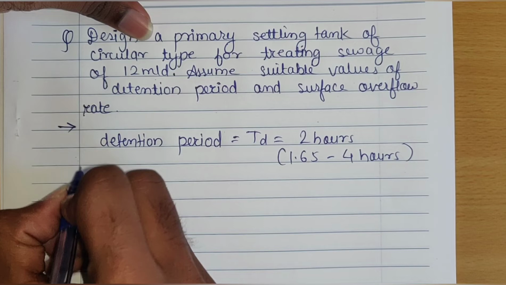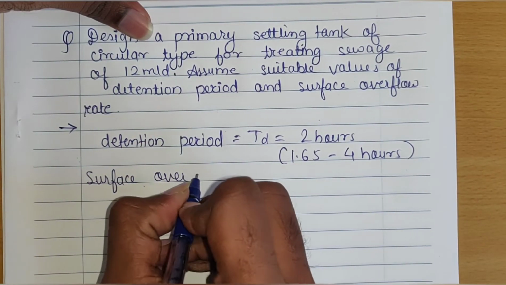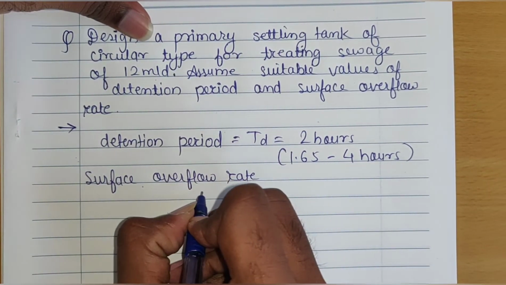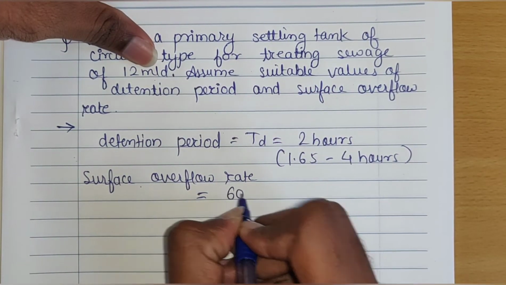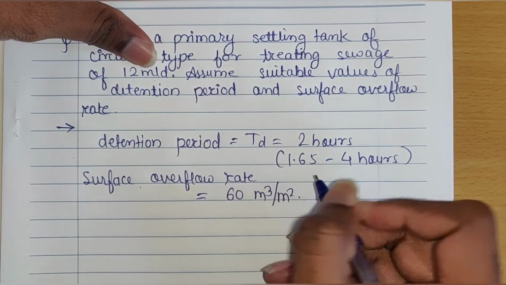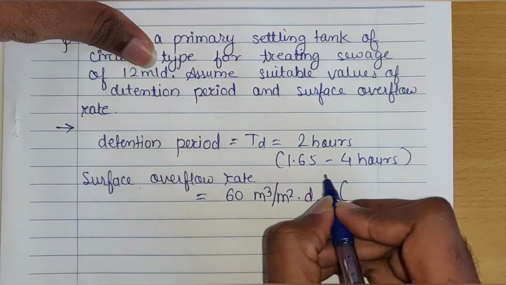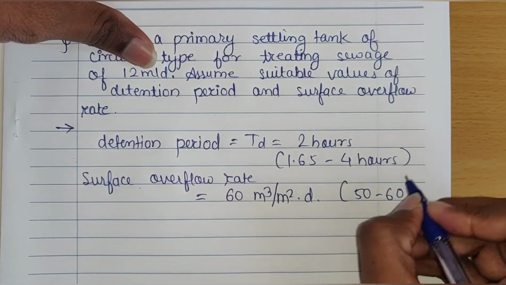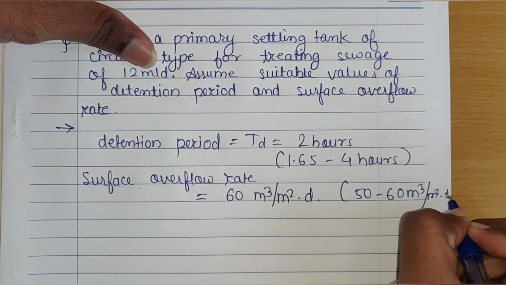Then surface overflow rate. Let us assume surface overflow rate as 60 meter cube per meter square per day. Okay. The range for the surface overflow rate is in between 50 to 60 meter cube per meter square per day.